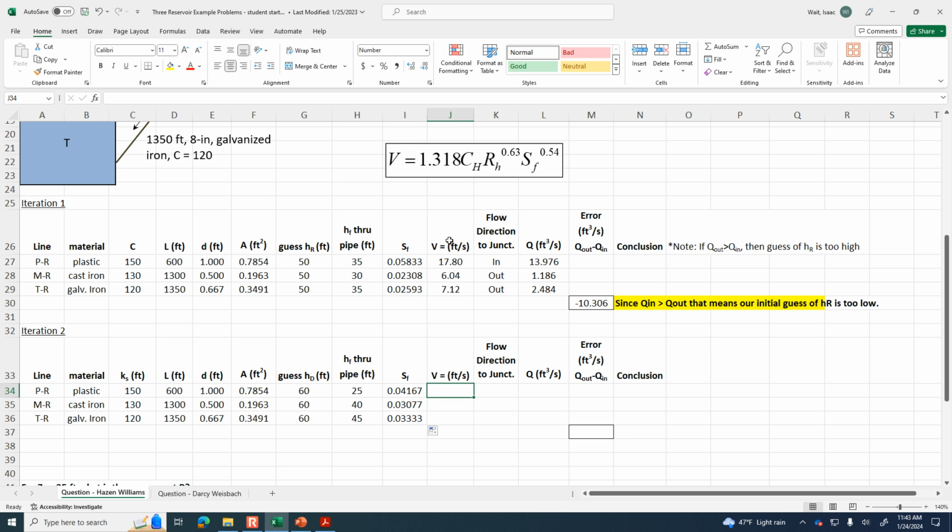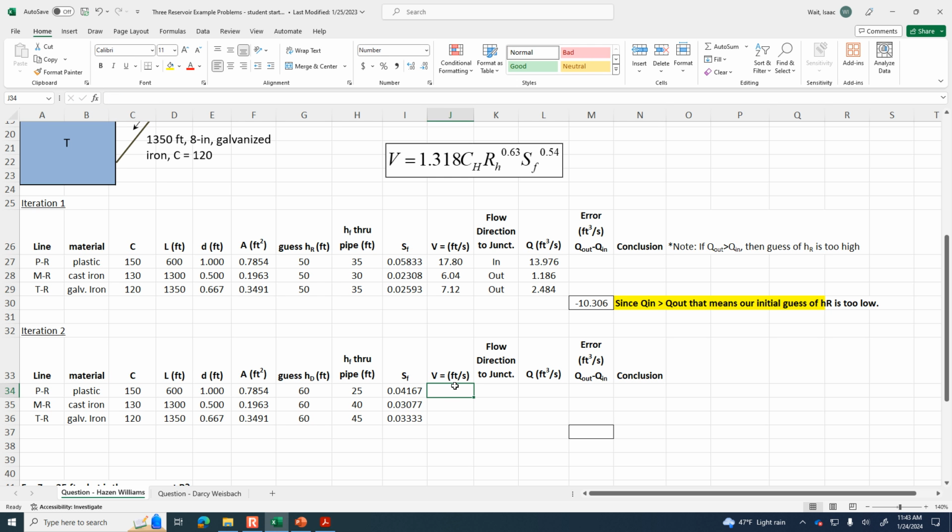I guess I've got the time. Let me get the practice typing in the formula again. Rather than copying, I could just copy and paste, but it's always good to practice the formula. It is equals 1.318 times the C value. This is an error. It should say C. It's just the C value.